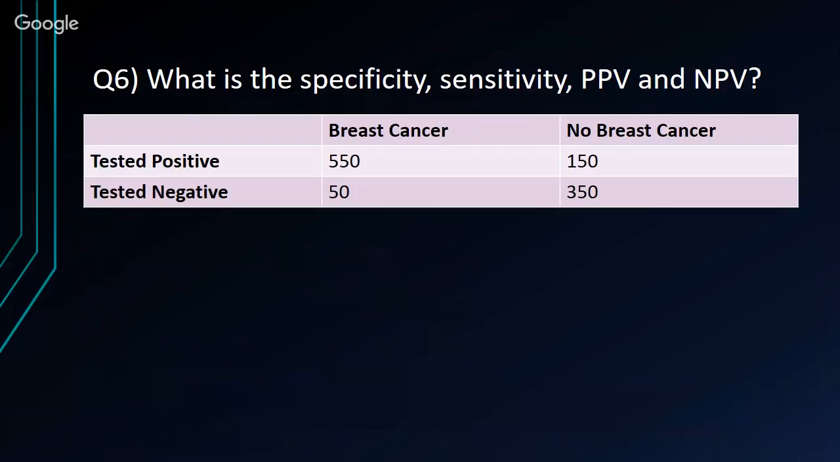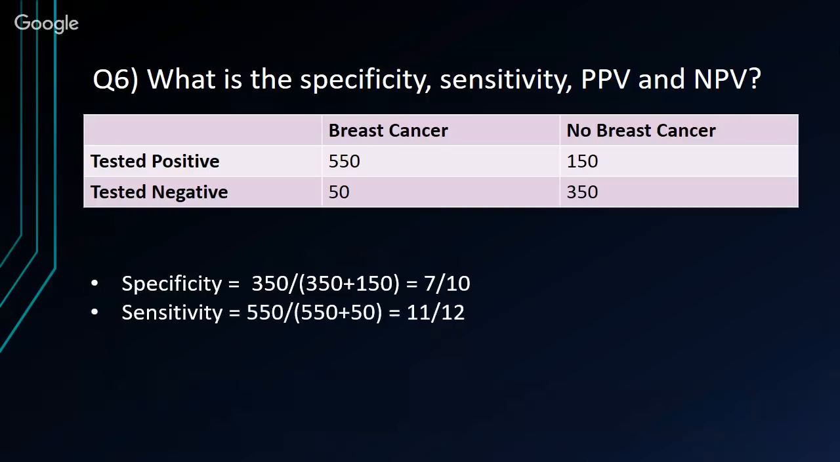All right, do we have answers? Anyone want to offer up specificity? Oh wait, I forgot, I can't hear you guys anyway. So specificity, that's all the people who don't have breast cancer who got tested negative. So 350 divided by the total amount of people without breast cancer, and that's 7 on 10. Make sense? Okay, sensitivity. Of all the people with breast cancer, how many tested positive? So 550 divided by the total amount of people with breast cancer, and you get that.